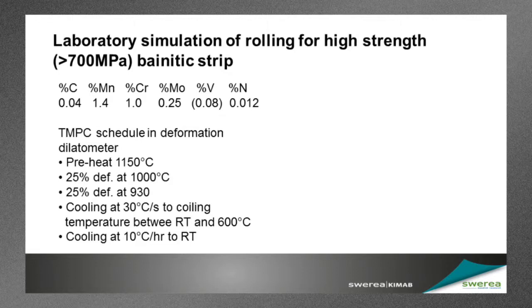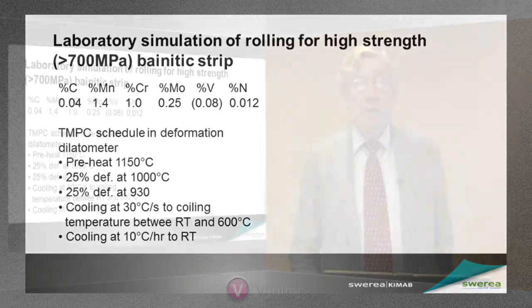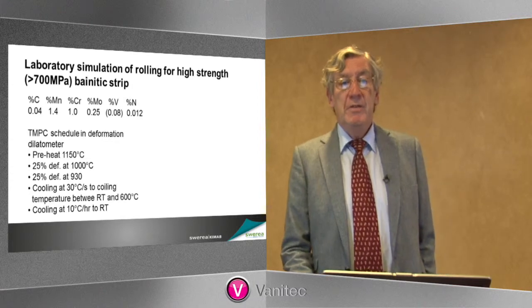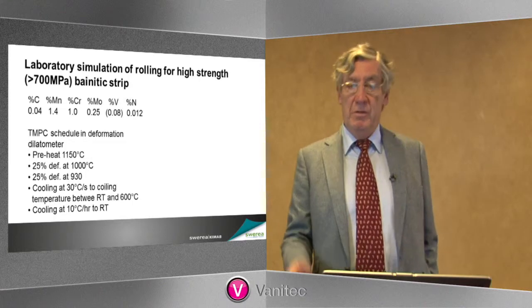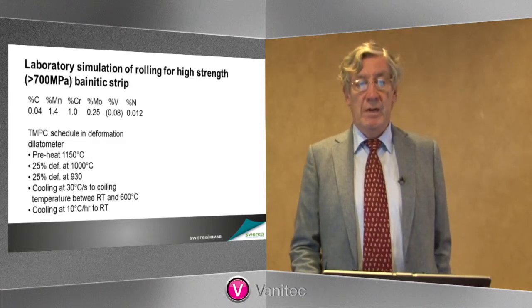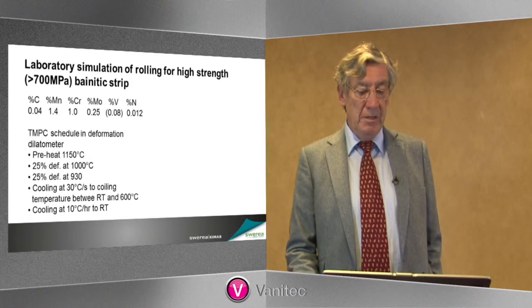And what we did was to make extremely small model specimens, only about 1 centimeter high, and we processed them in a deformation dilatometer. The thermomechanical controlled processing schedule is shown here. They were preheated to 1150 degrees, and then they were deformed at 2 different temperatures, 25% each. Of course, in strip rolling you'd have very many more deformations, but we couldn't do that in the laboratory. But this was in order to get the typically refined austenite grain size.